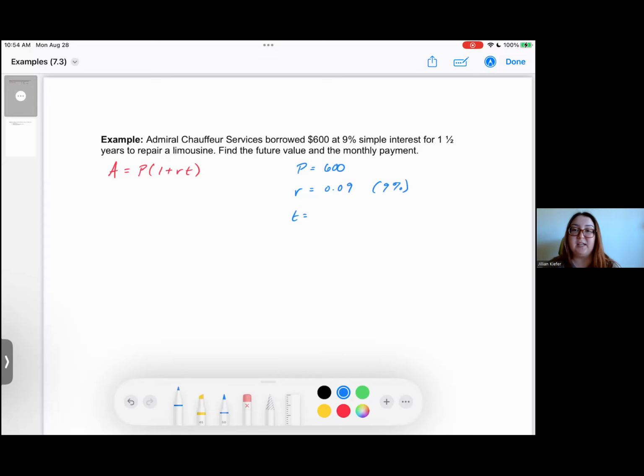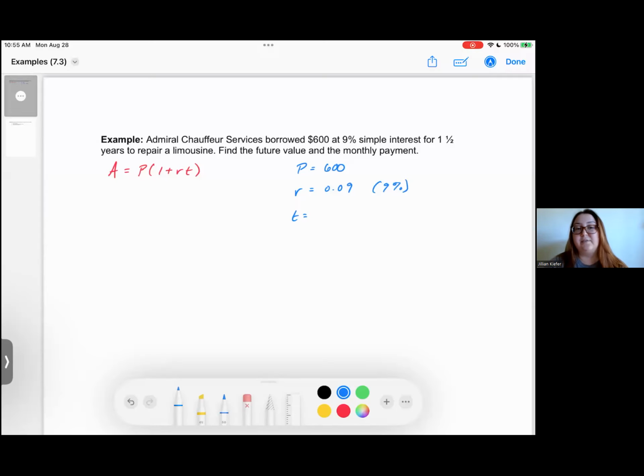And lastly, we want T for time. Time in this case is 1.5 years, but it's written in a fractional form. So we want to remember that something like 1/2, 1 divided by 2 is really 0.5. So if we're talking about 1.5, it's really 1.5 years.